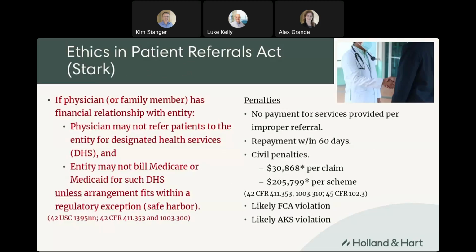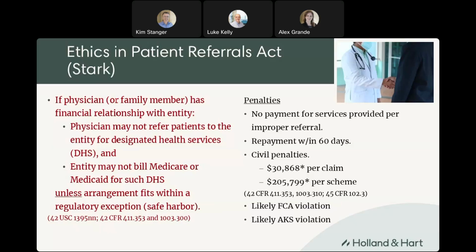All right, that brings us to the Ethics in Patient Referrals Act, or the Stark Law. Unlike ECRA and the anti-kickback statute, which applies to any types of healthcare provider or really any other entity that's engaged in federal programs, the Ethics in Patient Referrals Act only applies to referrals by physicians. So if you're doing any kind of an employment deal or contractor deal with a physician, then you've got to be concerned about the Stark Law.